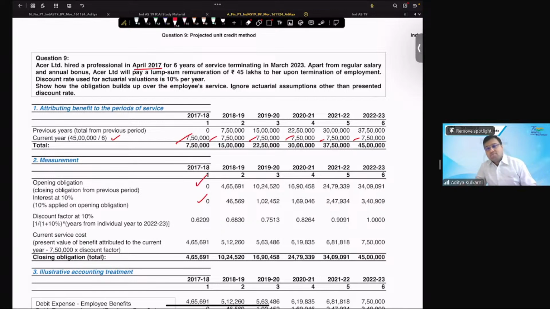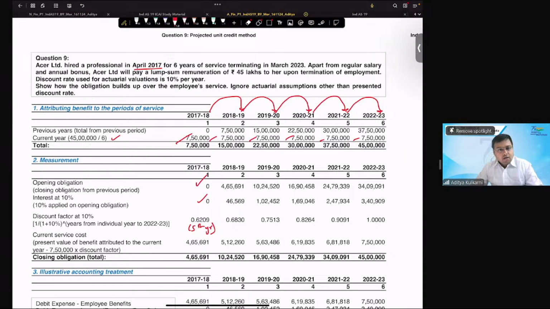Because 1 year madam has already worked. Yes, 1 year has passed. So from 18 to 19 is 1, 2, 3, 4, 5. So the discounting factor for 5 years is 0.6209. Are we okay with this? Yes, everyone. Hemant, did you understand? Yes, all right. Perfect.